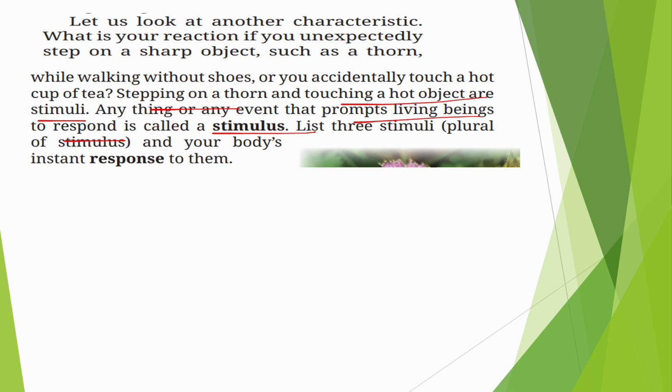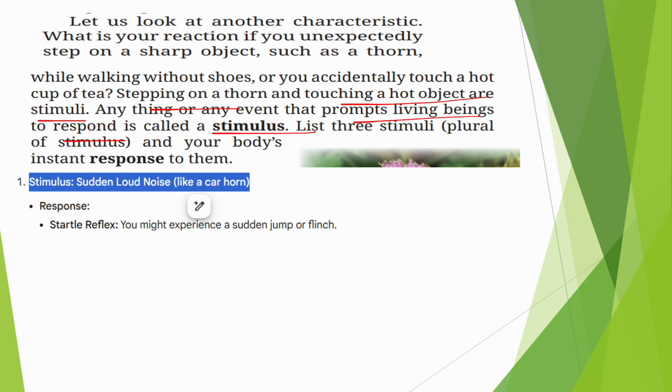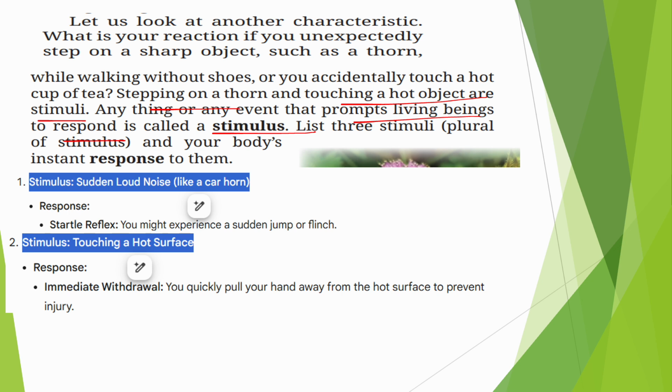List 3 stimuli and your body's instant response to them. For example, a sudden loud noise like a car horn is a stimulus. Then, what will be your response? You might experience a sudden jump or flinch. The next one, touching a hot surface, is a stimulus. What is your response? Immediate withdrawal. You quickly pull your hand away from the hot surface to prevent injury.